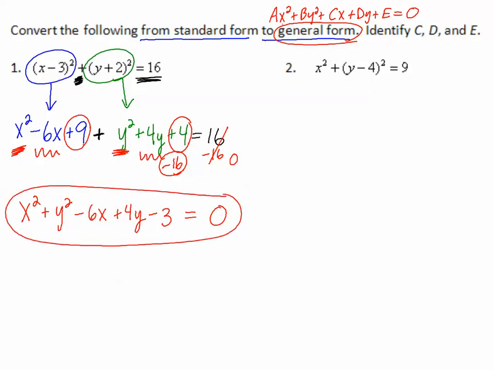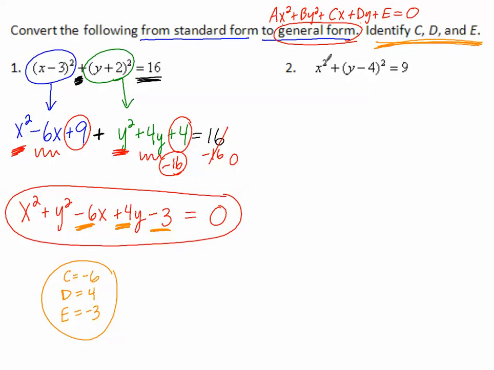Now the final part of our directions says identify C, D, and E. Remember that A and B always will be 1. The C is in front of the X, the D is in front of the Y, and the E is the constant. So here's our C, here's our D, and here is our E. C equals negative 6, D equals positive 4, and E is negative 3. Cool. Let's try number 2.